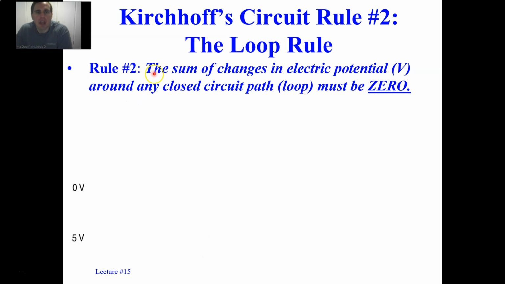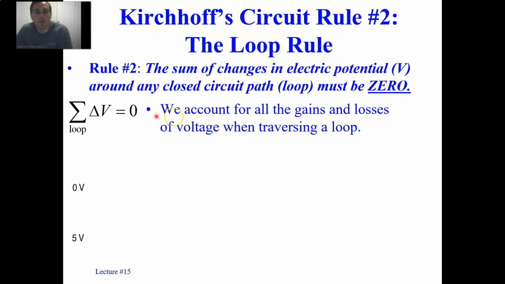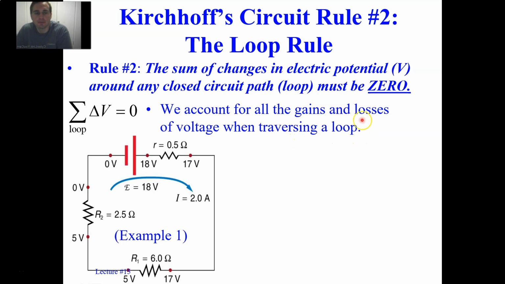Now let's have a look at rule number 2, which is the loop rule, which is often stated: the sum of changes in electric potential, which we know to be voltage, around any closed circular path, which we call a loop, must be 0. So the sum of all the voltage changes around the loop must be 0. In other words, we account for all the gains and losses of voltage when traversing a loop.